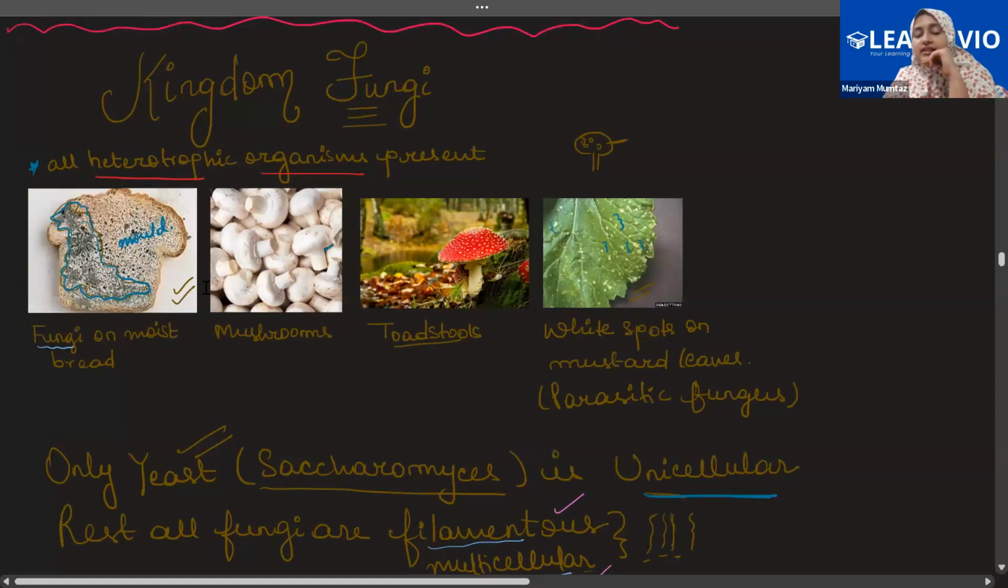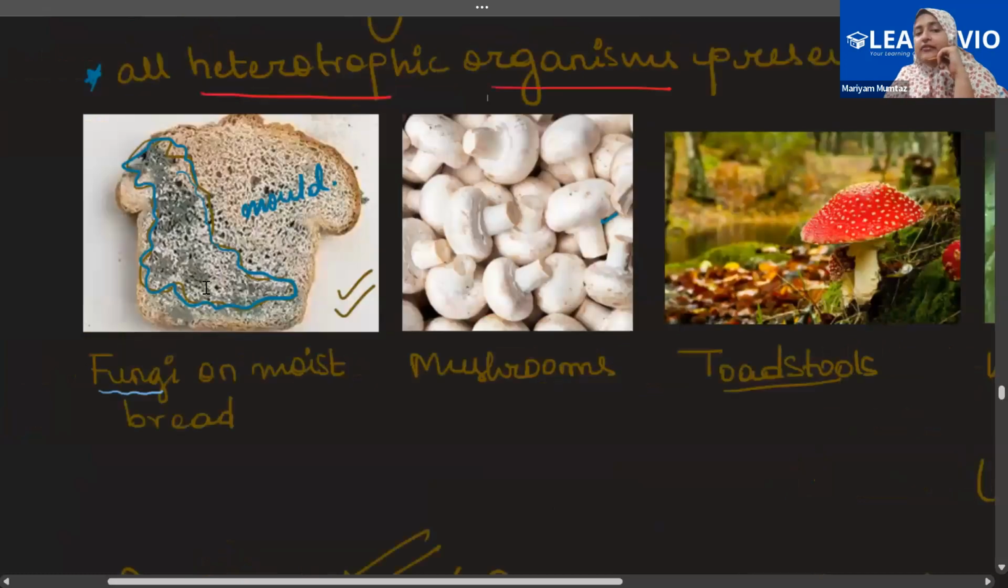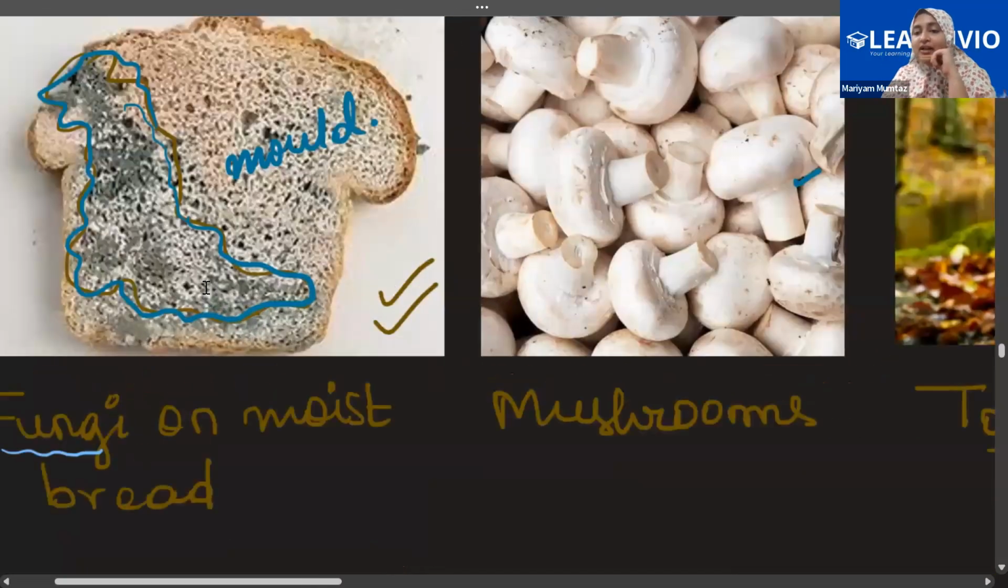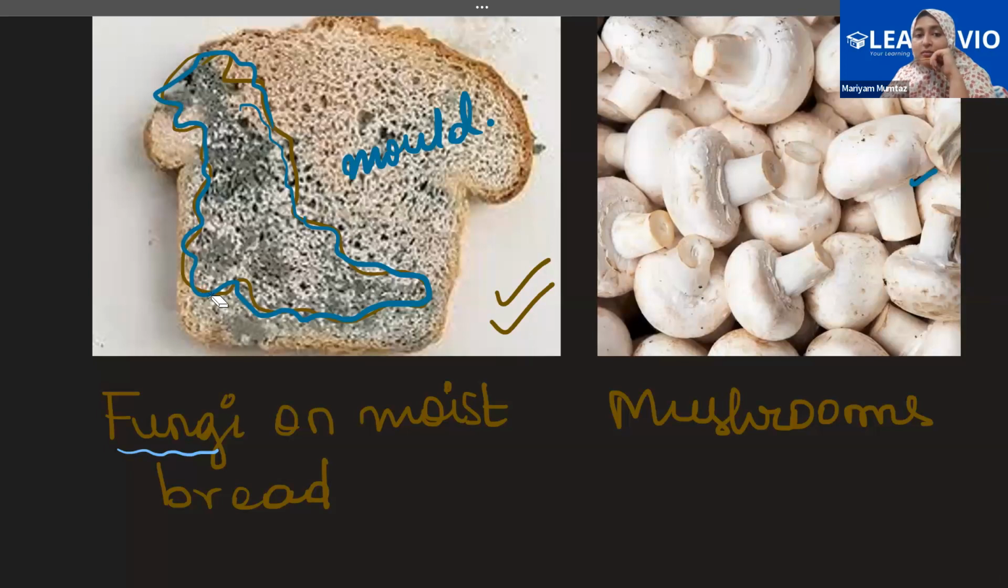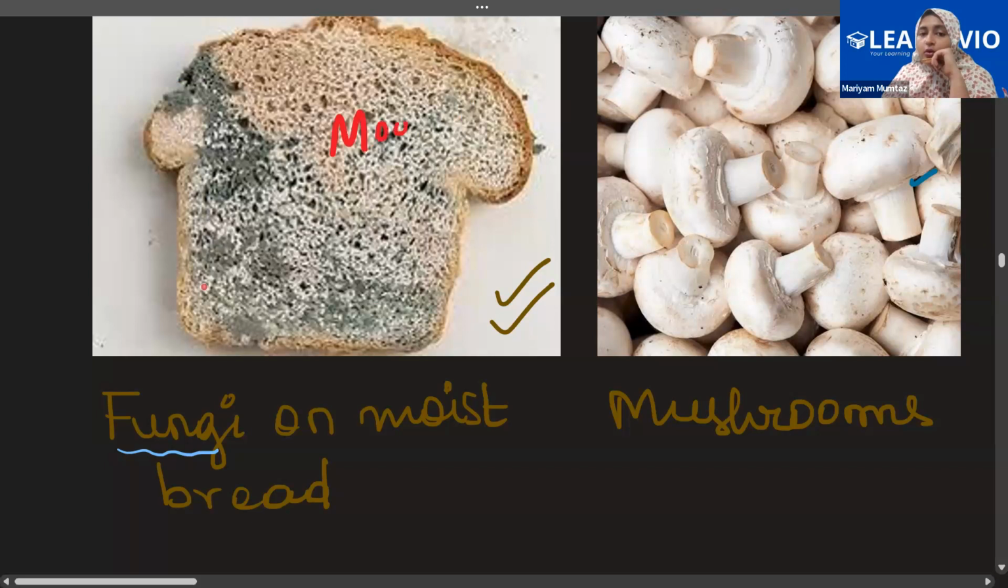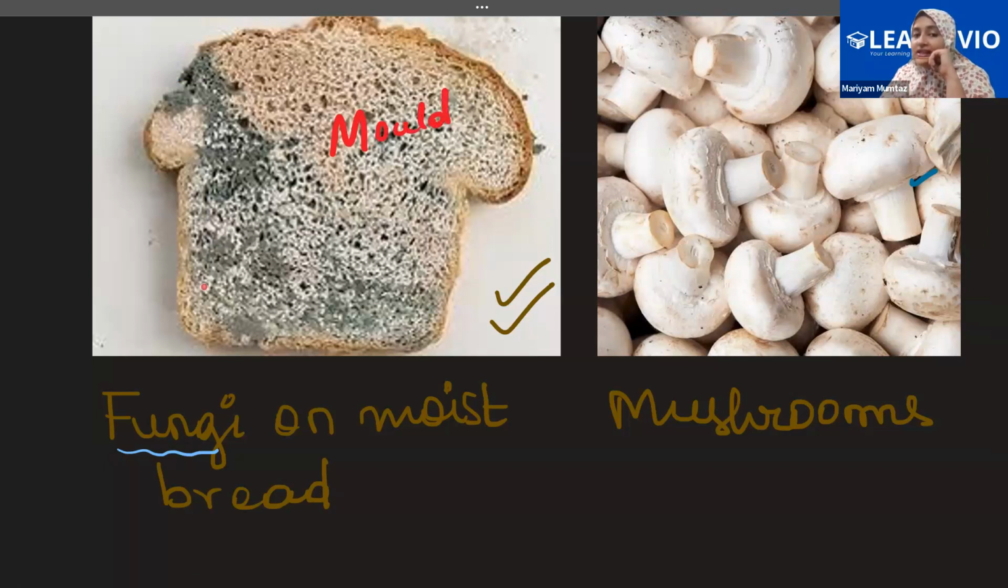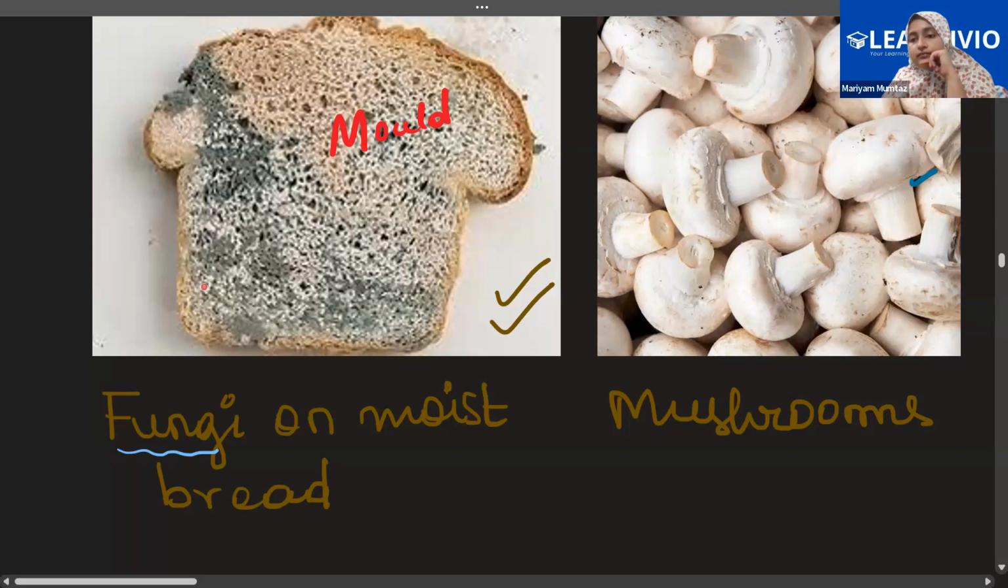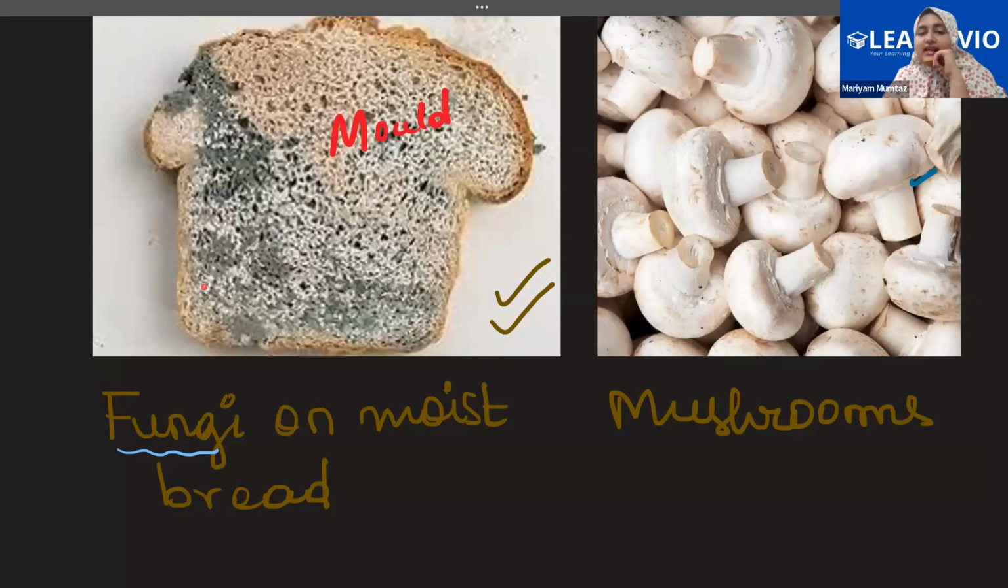Now, let us see some of the examples. Everyone must have seen this once in their lifetime. The bread, when it goes bad, forms certain black spots around it. That is the mold, and this mold is caused by the fungus only. So, fungi is present on the moist bread. You might have noticed, when the bread is left out for too long and not kept in the refrigerator, it goes bad, isn't it? Sometimes even if you are keeping it in the refrigerator for too long, it spoils. Yes, it gets spoiled. Exactly.